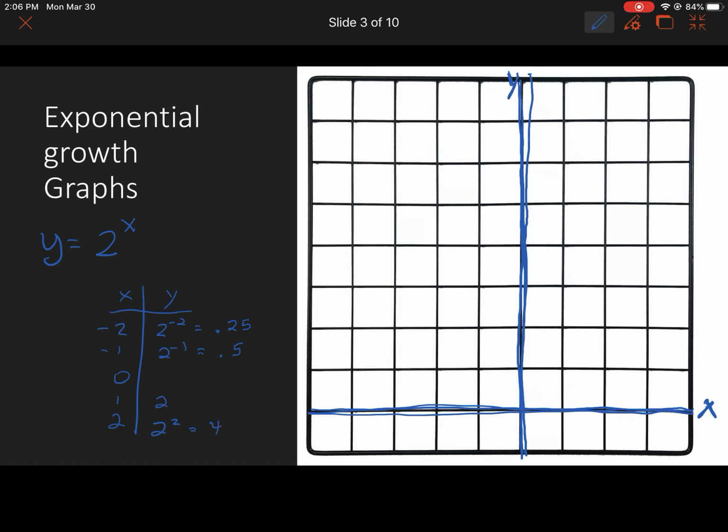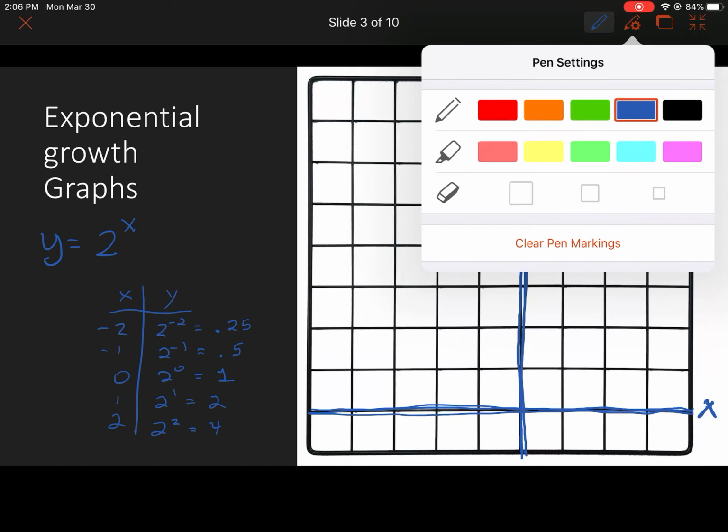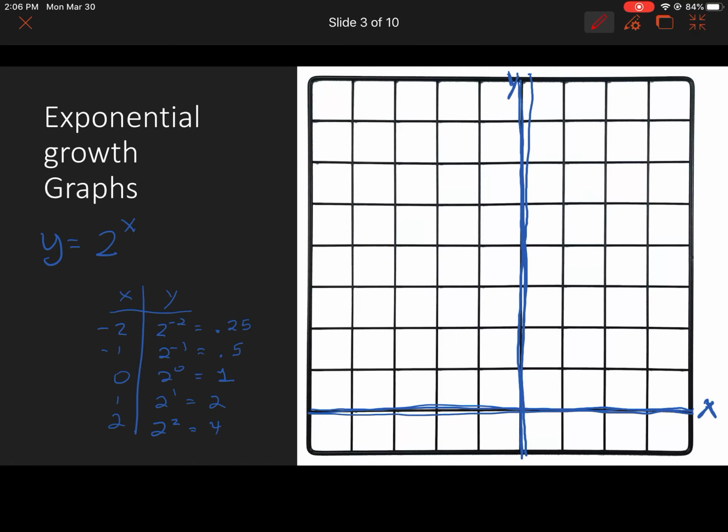2 to the power of 1 equals 2. And any value other than 0 raised to the power of 0, well, if you guessed it right, it is 1. Okay, now I'm going to go ahead and plot these down.